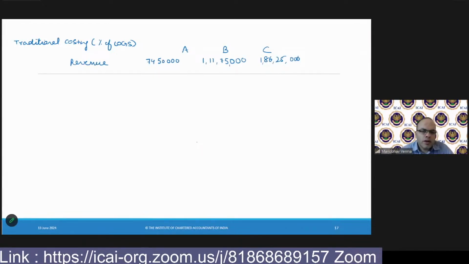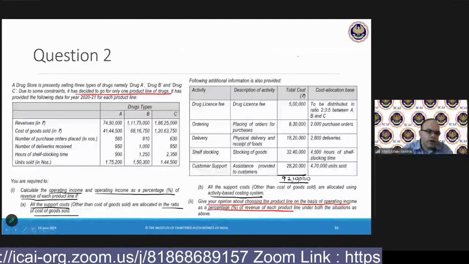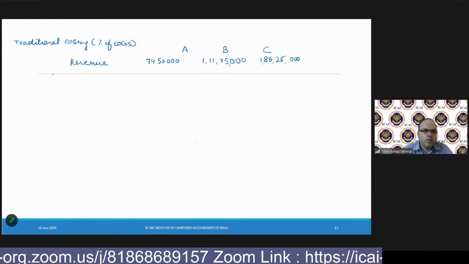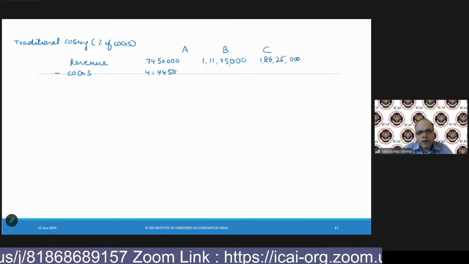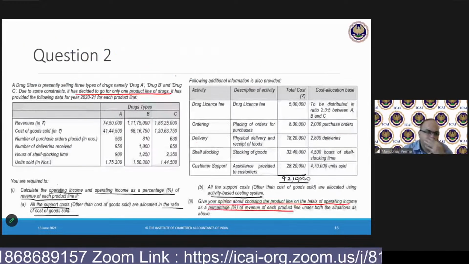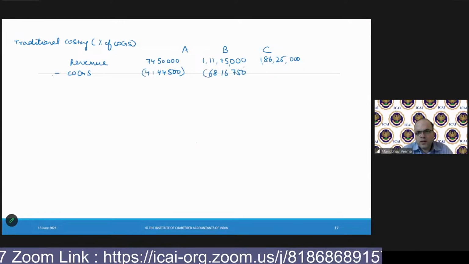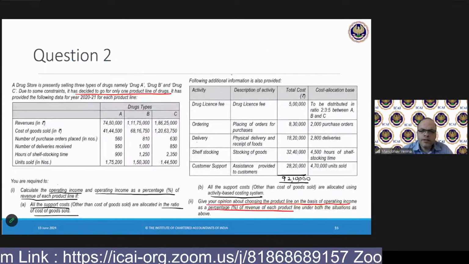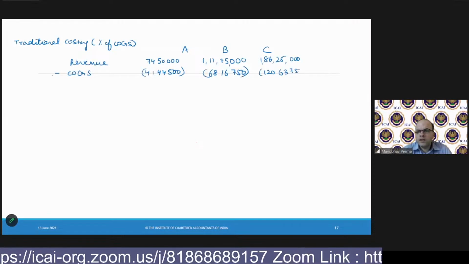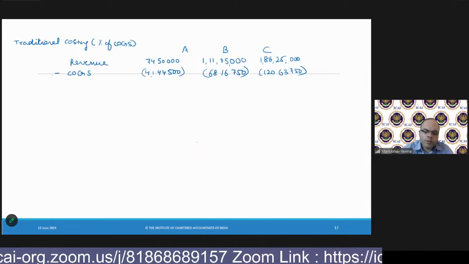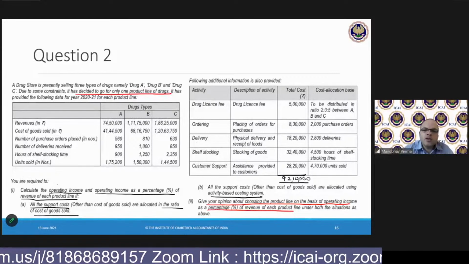Of course, your COGS is also given to us: 41,44,500. This is nothing but given information. Now the point here is we need to identify what will be the support cost allocated in this COGS ratio.